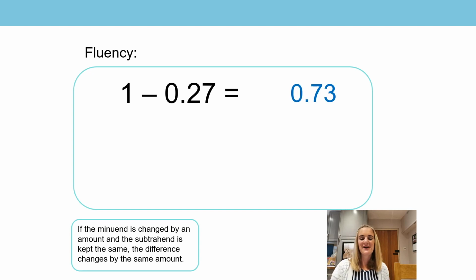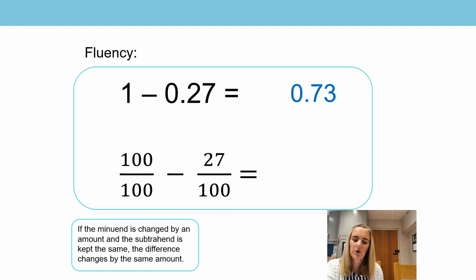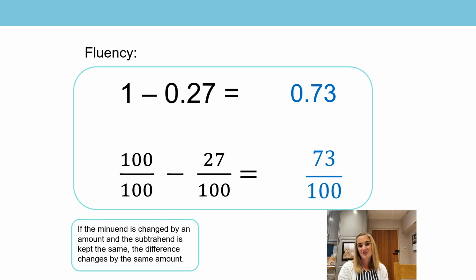Well done if you've got it right. It's 0.73. Brilliant. What about this calculation? 100 hundredths subtract 27 hundredths equals, yes, that's right, it's 73 hundredths. So let's go back to our generalised statement. If the minuend is changed by an amount and the subtrahend is kept the same, the difference changes by the same amount. Is that relevant with these two calculations?